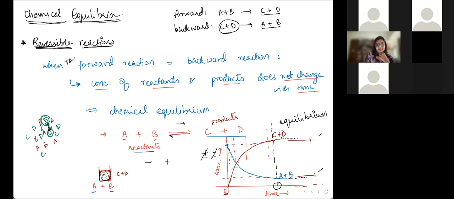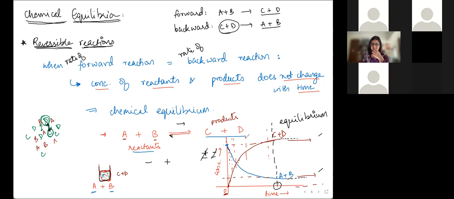The rate of the forward reaction, by however much the reactants are decreasing, is equal to the rate of the backward reaction. So the equal amount is being formed again. So that's the nullifying thing that's happening.